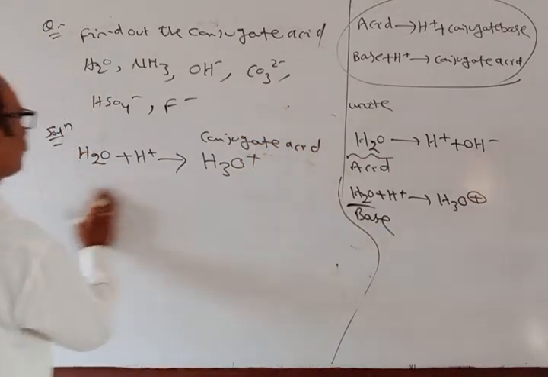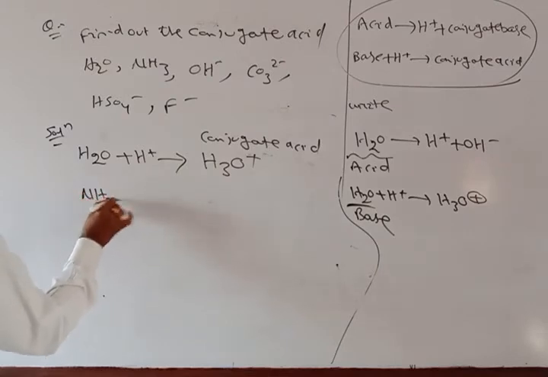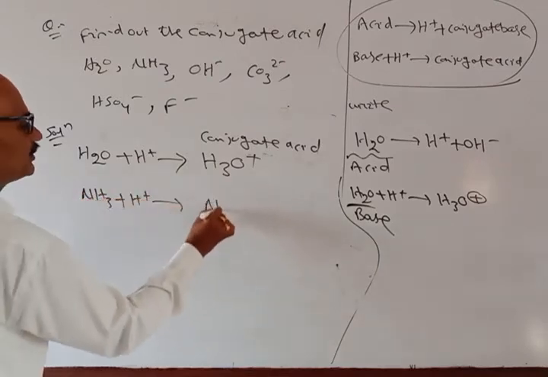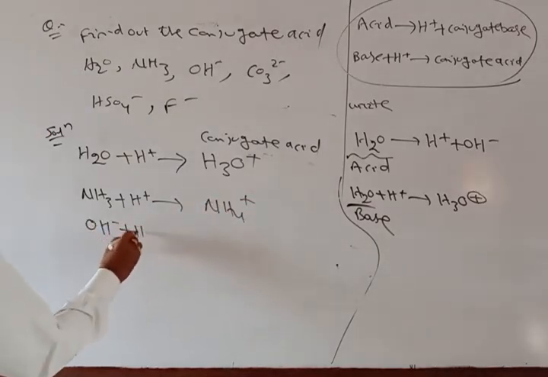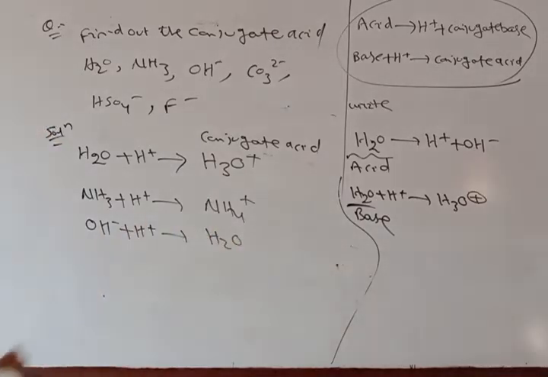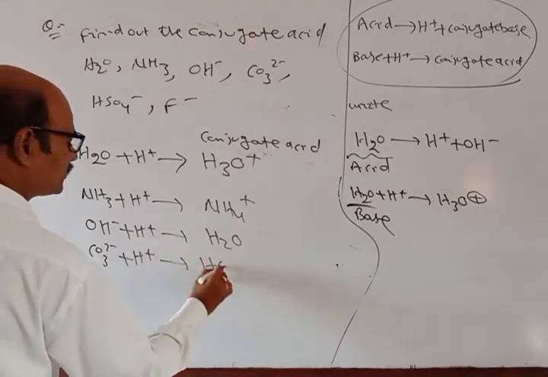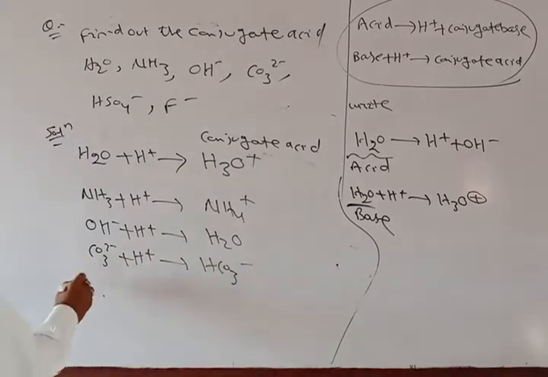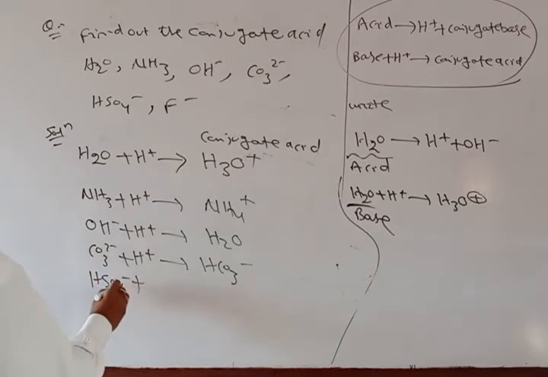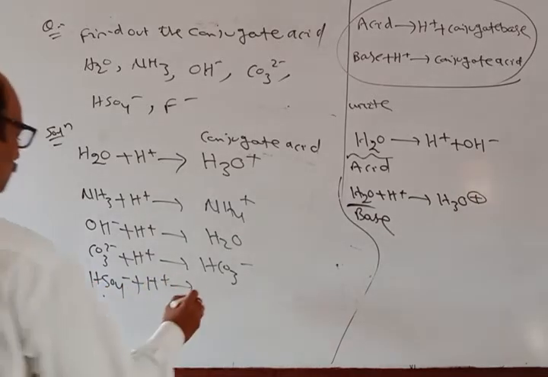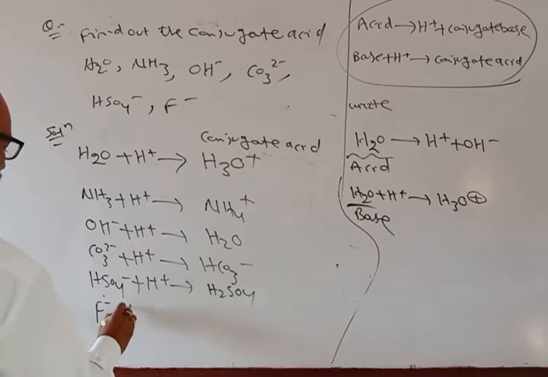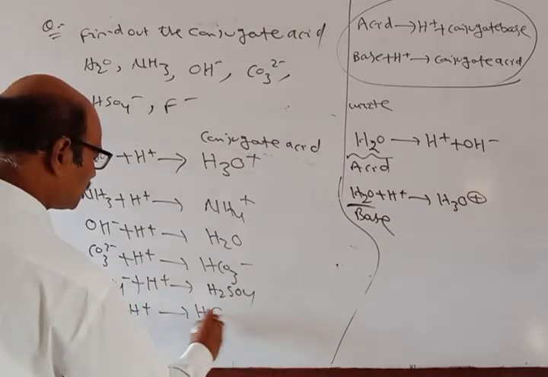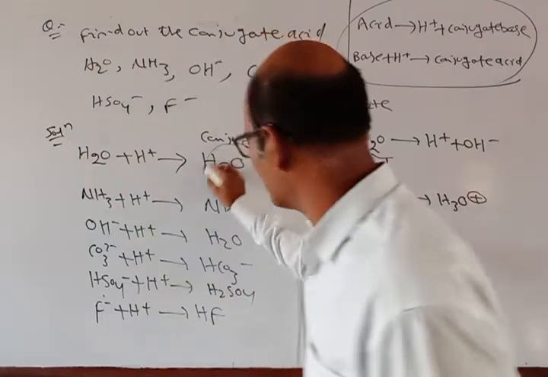Similarly, NH3 plus H+ will give NH4+. OH- plus H+ gives H2O. CO3 2- plus H+ gives HCO3-. HSO4- plus H+ gives H2SO4. F- plus H+ gives HF. So these are the conjugate acids.